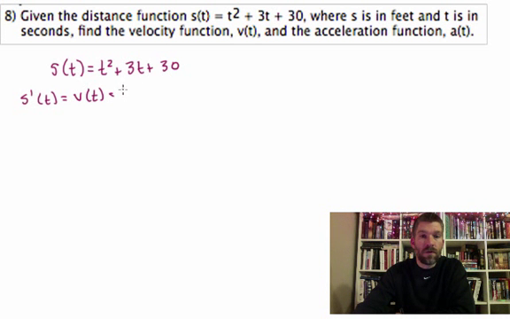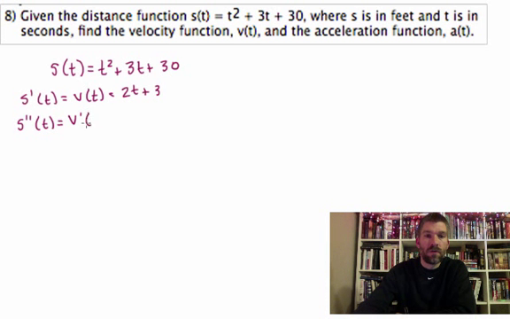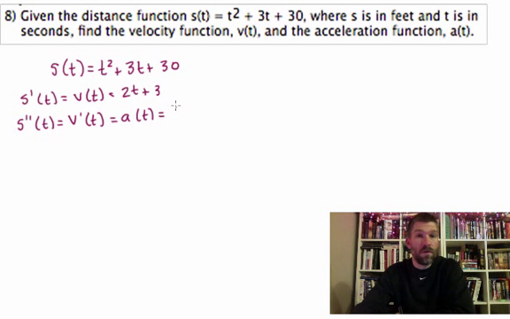Well, the derivative is going to be 2t plus 3. That's it. That's all there is to it. And so if I take the second derivative of t, that's the same thing as the derivative of velocity, which is going to give me acceleration. So derivative of velocity would be 2. And that's the acceleration function for this particular guy.